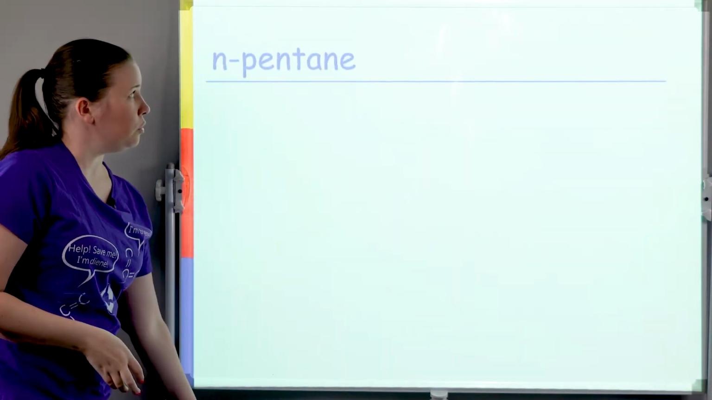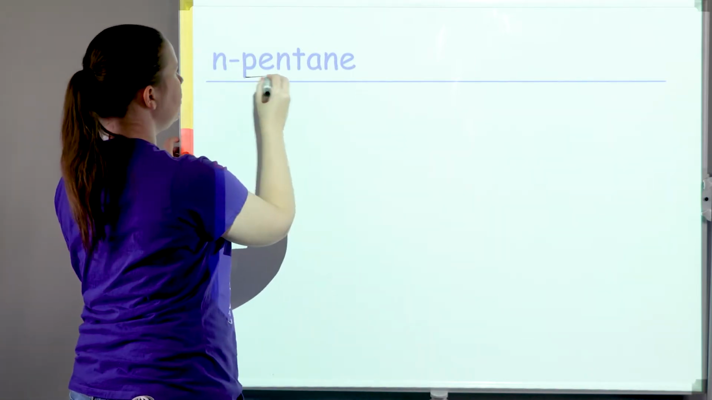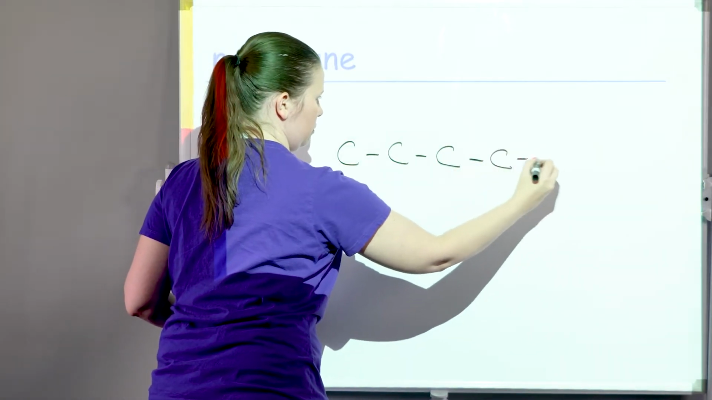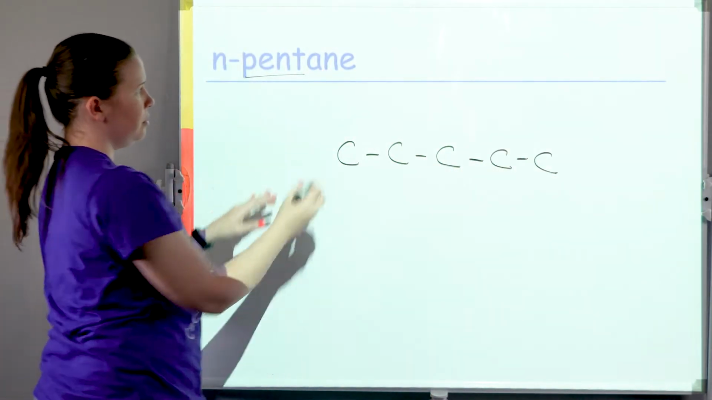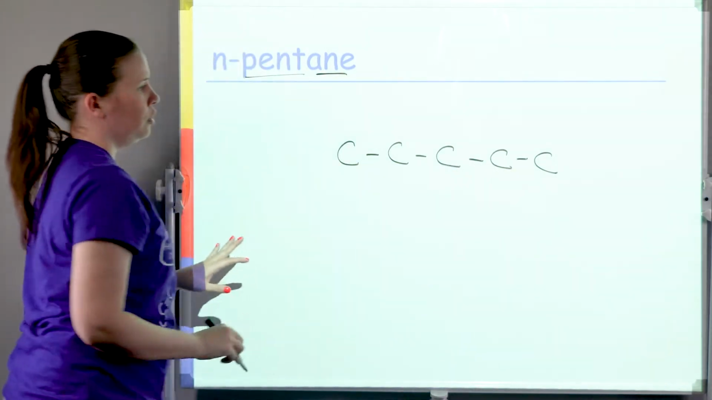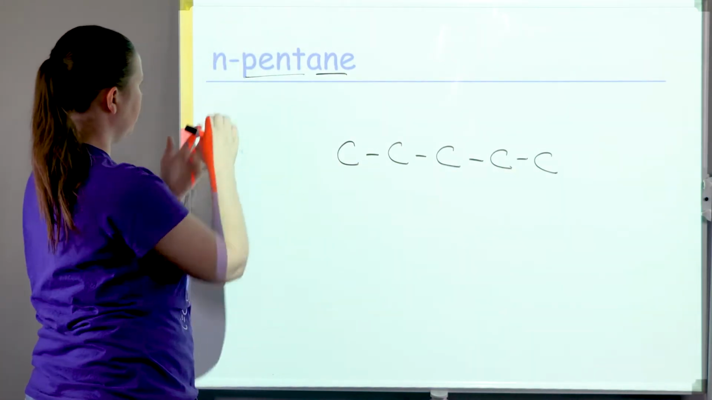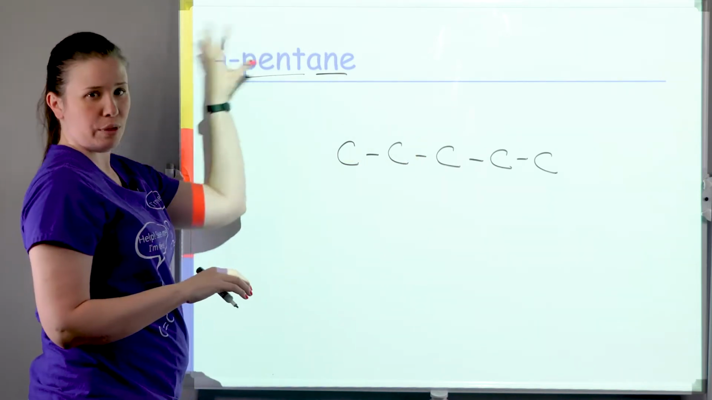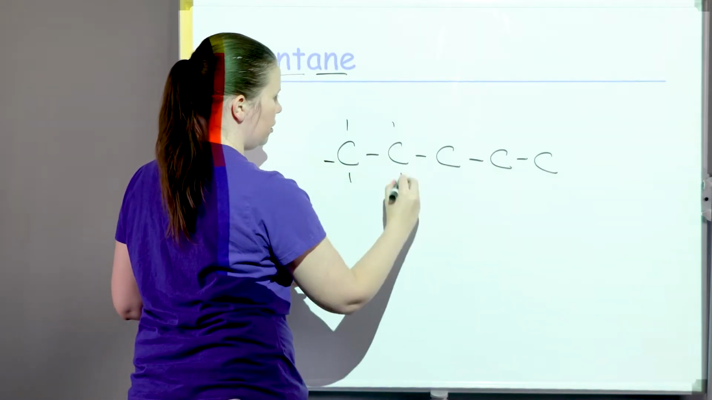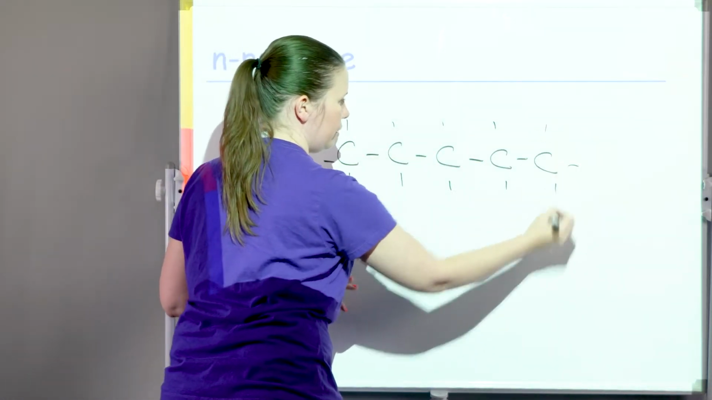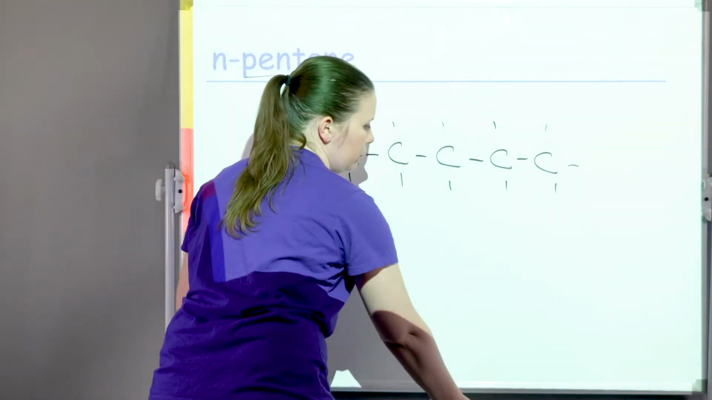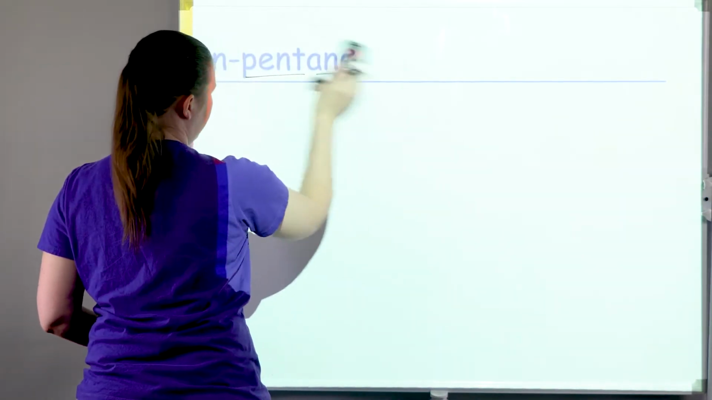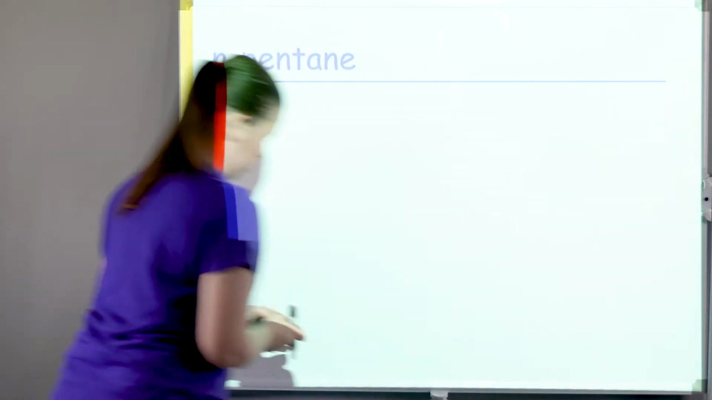Let's look at normal pentane. So pent tells me that I'm going to have 5 carbons. The ANE tells me it's all single bonds. Before I saturate it, I'm going to look at my prefix here. The N means it's a straight chain, and I don't have any branches listed. So now I want to just saturate it. So this would be our normal pentane, one of the pentane molecules like we drew earlier, or one of the alkane molecules when we started. There we go.